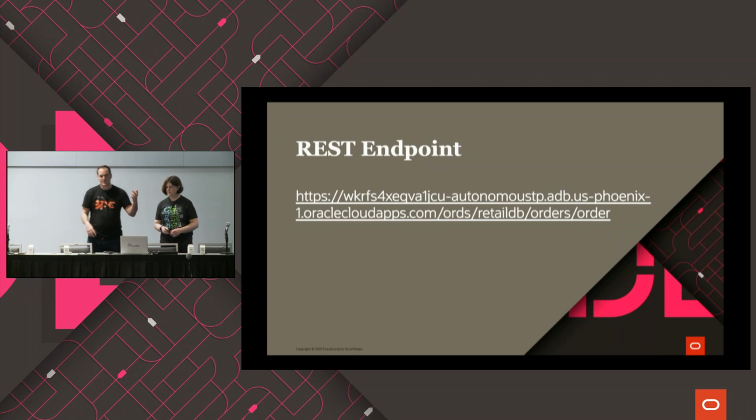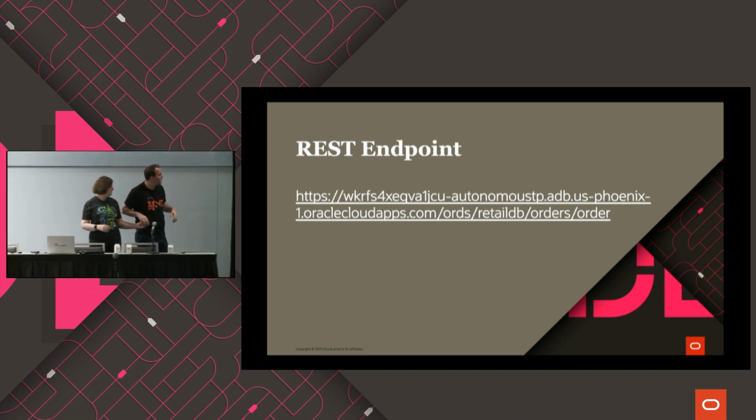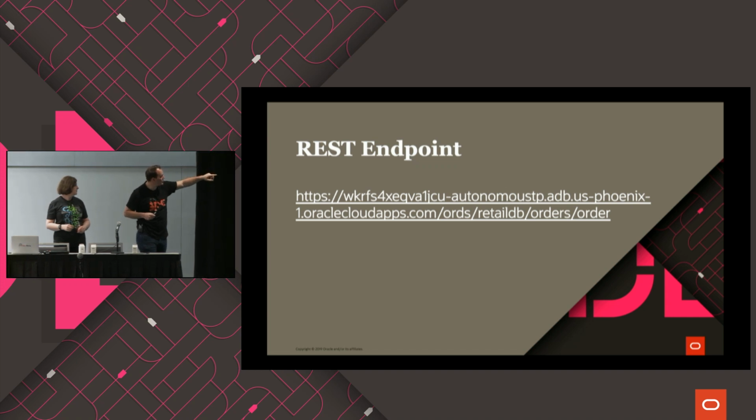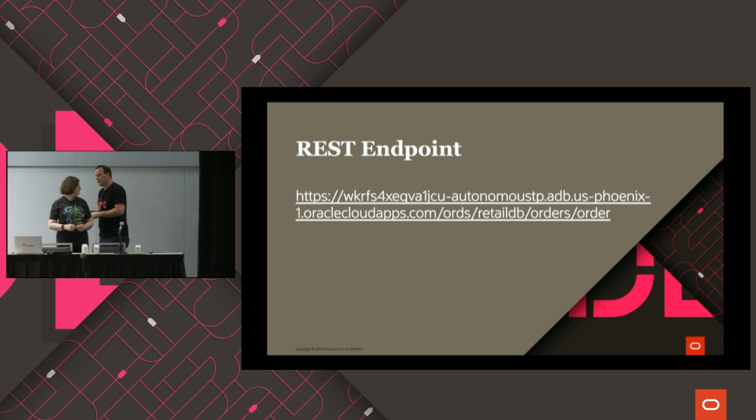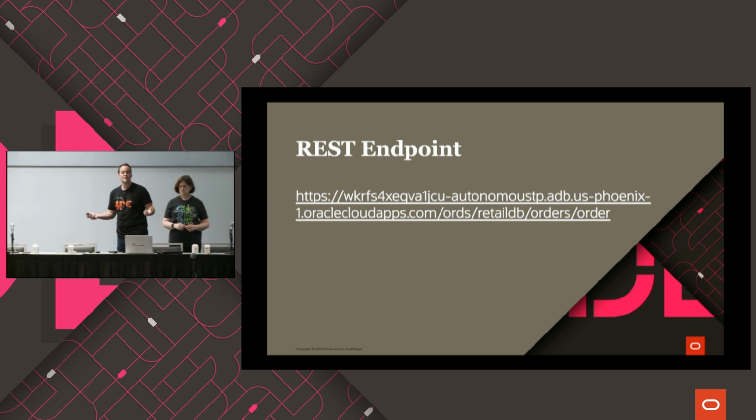The REST endpoint, SQL Developer showed us with localhost 8080. We are of course not on localhost, we are on the cloud. And we have the REST endpoint up there on this URL. So you see this is the autonomous database URL, and then this retail DB is the database that we have created. Orders is the prefix, and order is the URI pattern that we have. So we can now just send REST calls to that URL on our autonomous database, and we'll just load JSON into the database.